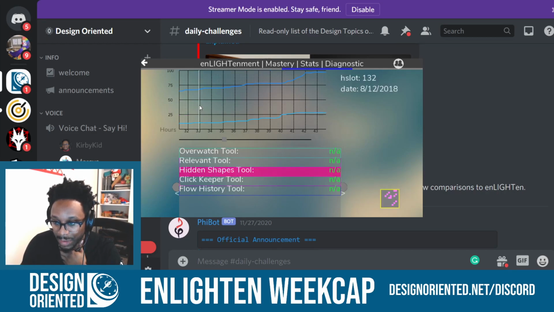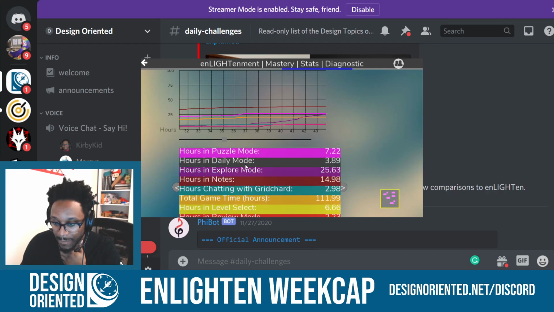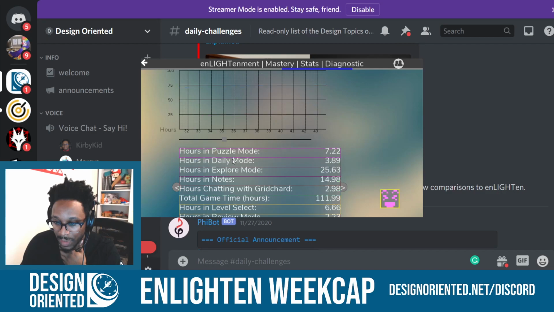Hidden shapes from 33 to 39, you can see a little bit of rise in use, which is interesting compared to the other ones, which were much more flat. Oh, that's mine. This one's down here. No, that's hers. And then a tiny bump in Click Keeper, and nothing there. Flat puzzle, a rise in daily challenges, okay. A slight rise in explore mode, flat note, flat, and slight rise in review. So that's interesting.